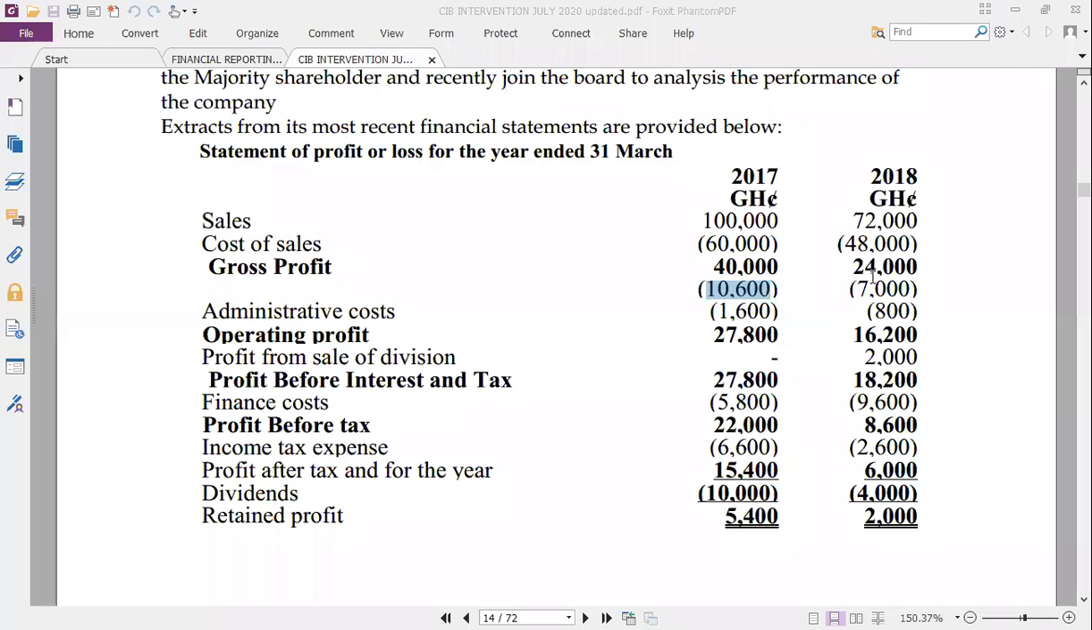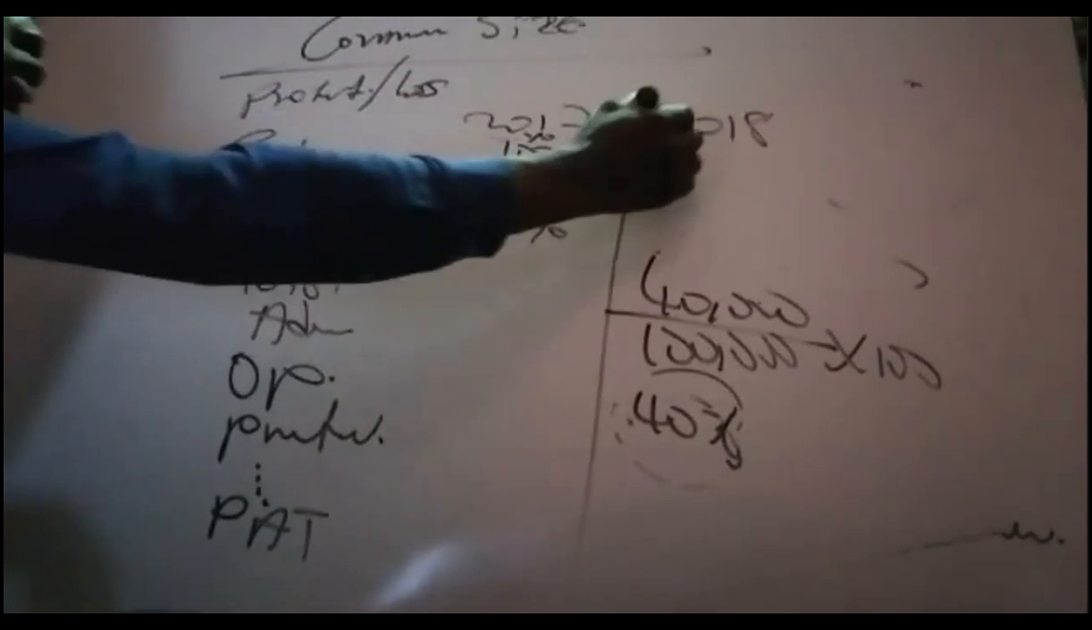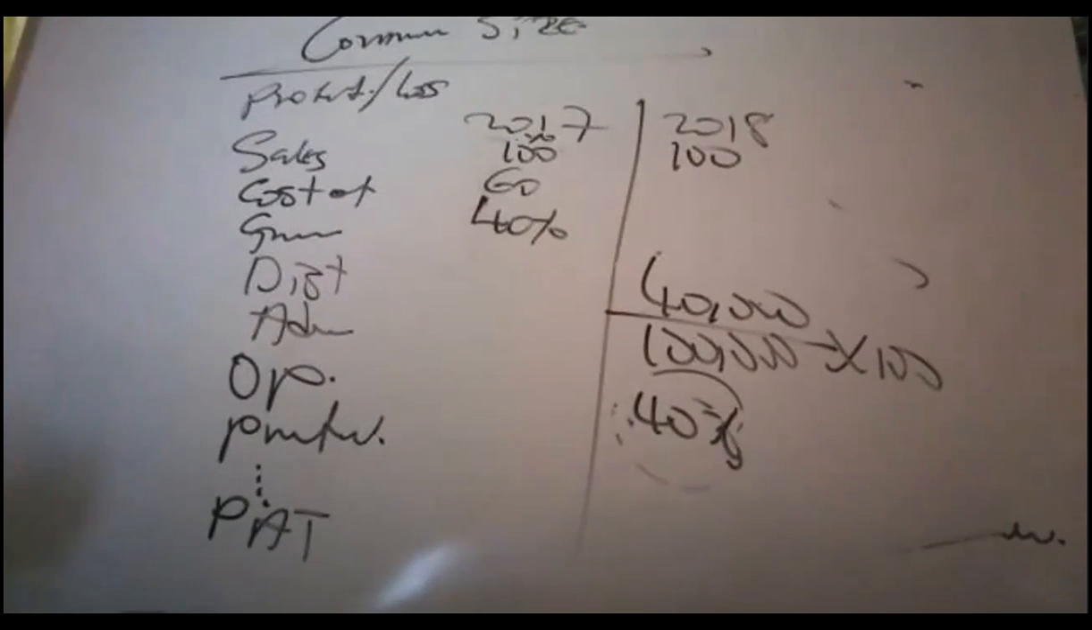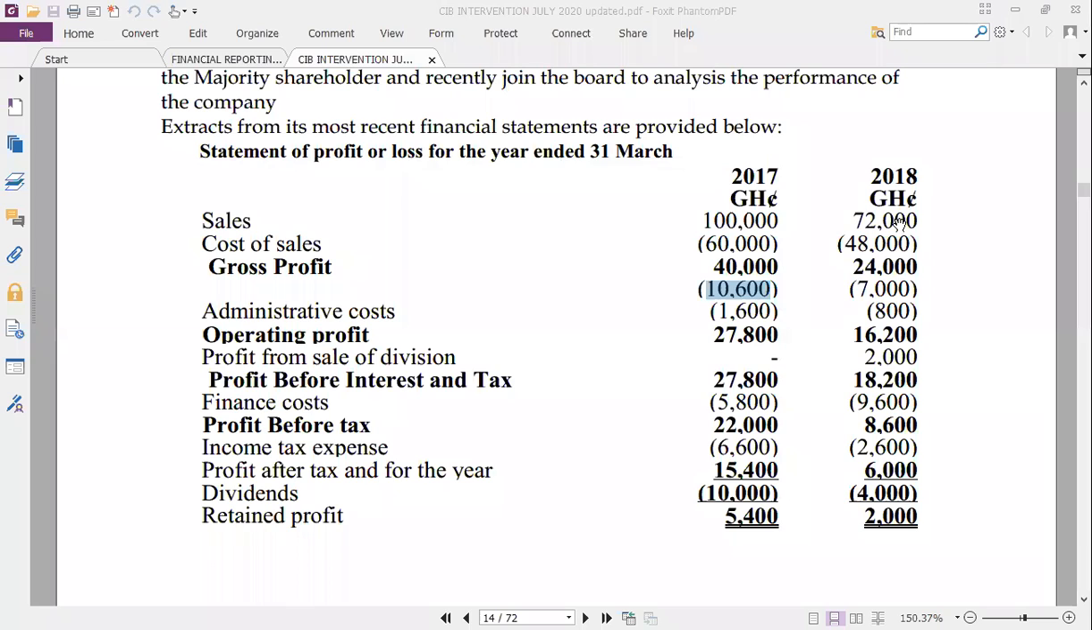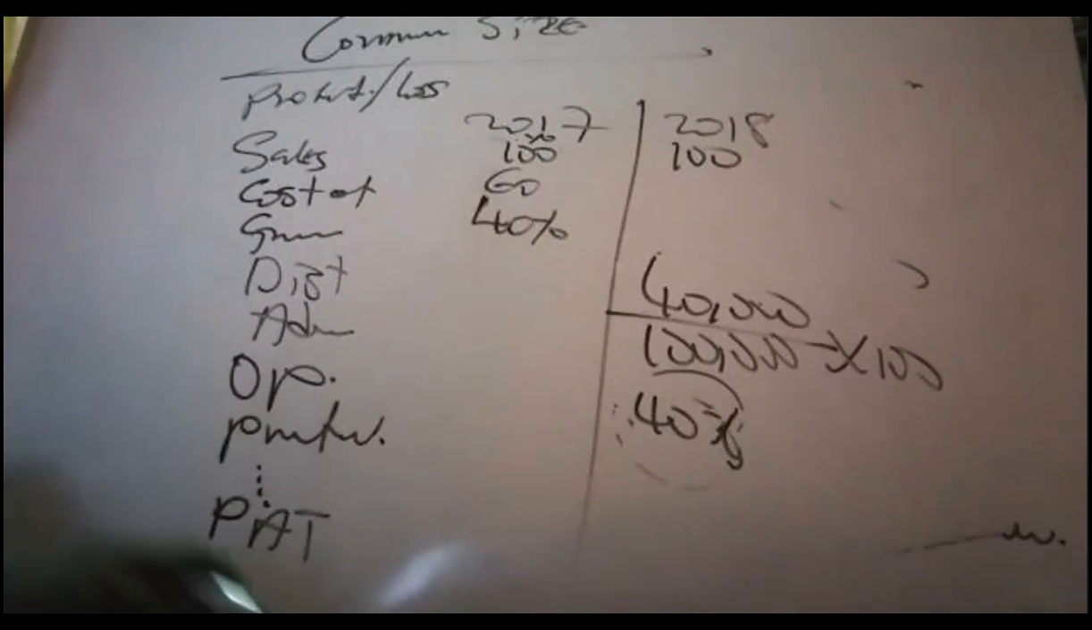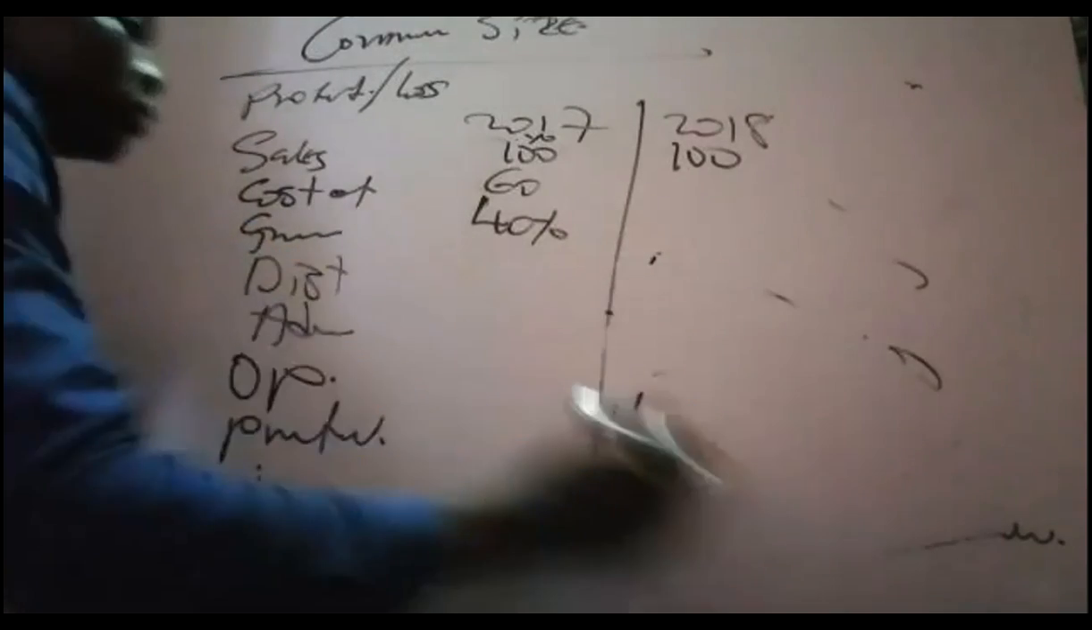2018 sales is 72,000. So for sales, the percentage will be 100%. Don't even worry yourself to calculate that one; put 100 here. Then go to the cost of sales. With the cost of sales, bring 72,000. Cost of sales 48 divided by what? 72,000 times 100. So that would be 2018. And you don't need to show these workings.